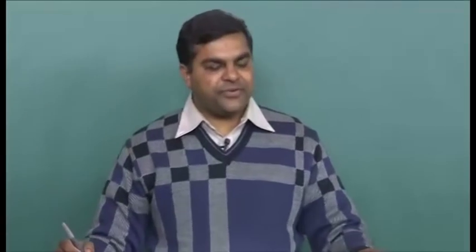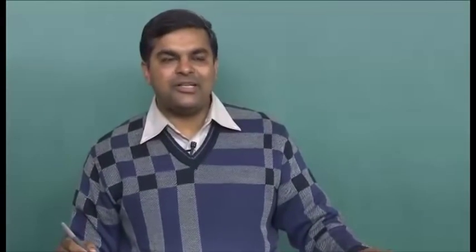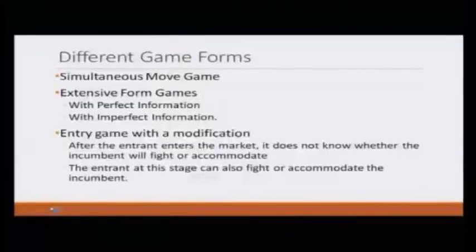So, what have we learned so far? We have learned different forms of game. First, we learned the normal form of the game, or simultaneous move game. And then we talked about how this simultaneous move game is inadequate in representing some of the strategic interactions. So, we learned extensive form game. Extensive form game can be of two types, one with perfect information, another with imperfect information. That we already know.